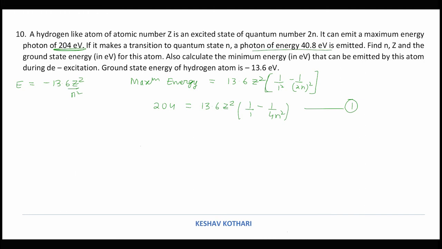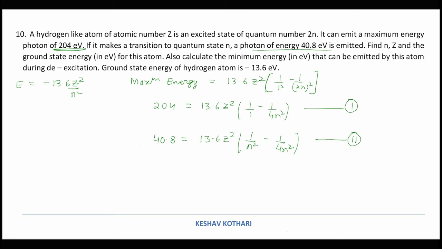So now I am writing the equation for the transition from 2n to n. For the transition from 2n to n, the same expression can be written as 40.8 is equal to 13.6 Z square into (1 by n square minus 1 by 4n square). So this becomes my second equation for this particular problem.